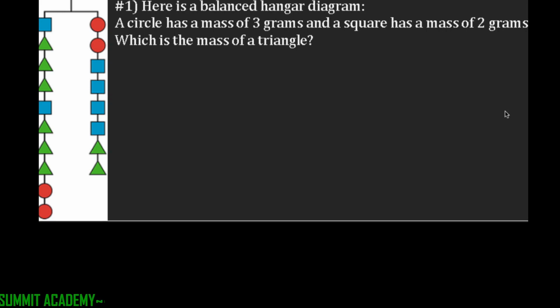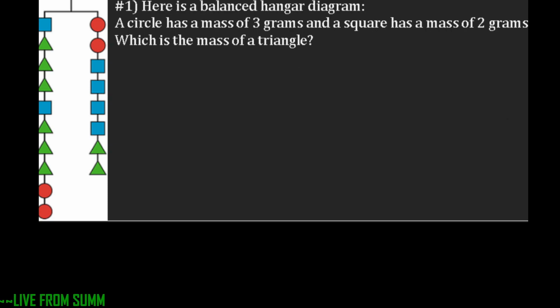In this video, working on this unit number 4 wrap up, and it says, here's a balanced hanger diagram. A circle has a mass of 3 grams, and a square has a mass of 2 grams. And it says, which is the mass of a triangle?